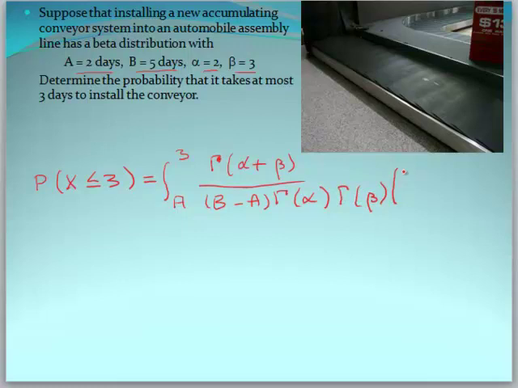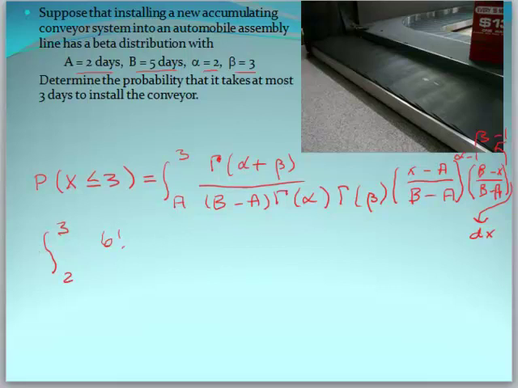and then x minus A over B minus A, to the alpha minus 1, and then B minus x over B minus A, and all of this with the exponent beta minus 1 on top there, and then dx. So we're integrating from, well, what's A? A is 2. So I'll write 2 here. And alpha plus beta.